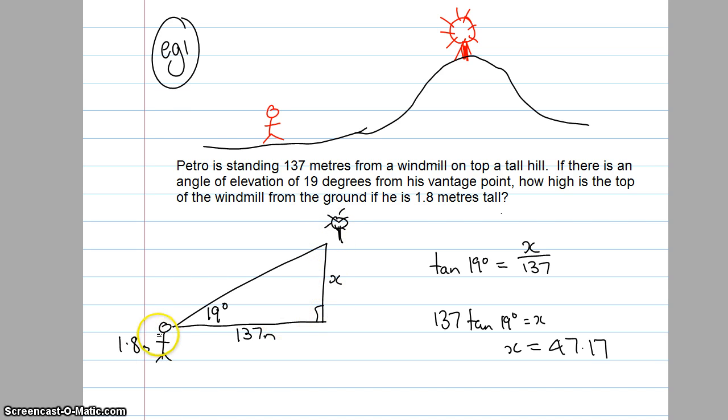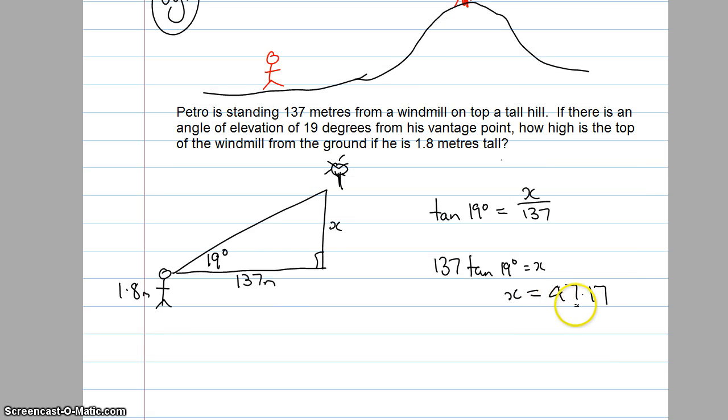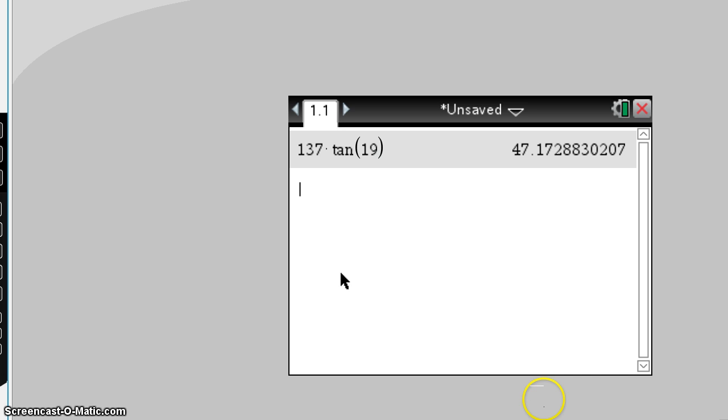We actually also need to add the height of Petro as well. So it's actually 47.17 plus 1.8. So x equals 47.17 plus 1.8. Now I showed you this in class today, but if you want to add 1.8 to this, I don't want you to do 47.17 and then do plus 1.8, because you might have made a rounding error or something like that.